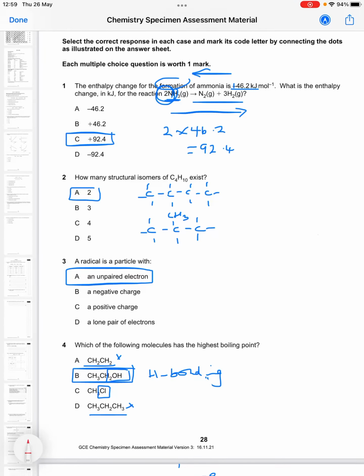So this is the specimen material for Unit 2 for the AS Chemistry. I'm going to try uploading it in 3 parts this time because I've been having real problems uploading it with sound on the iPad. Some sort of technical issue, I don't know.